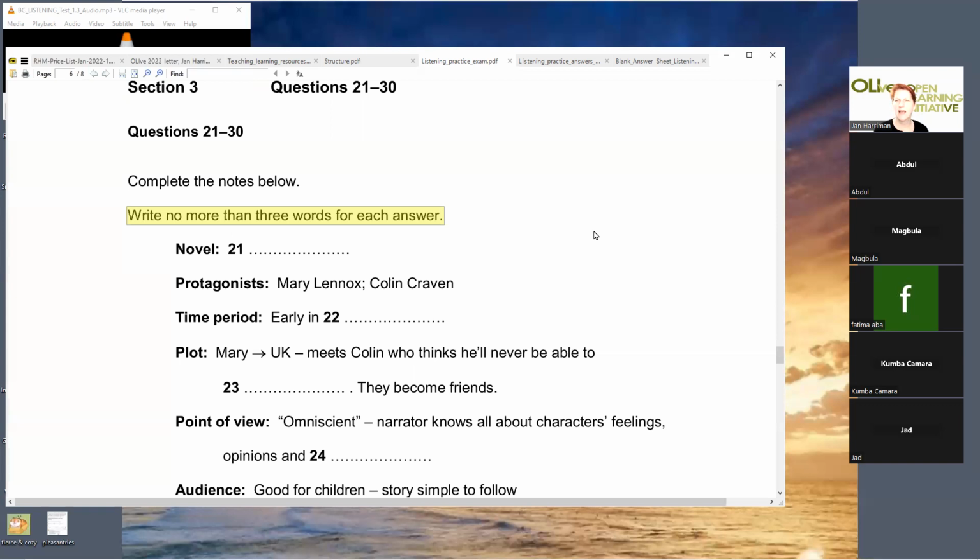Okay, so how many words, what are our options? Up to 3 words. It could be 1 word, or 2 or 3. Okay. When it says no more, it means that it can be less than 3 words. So it can be 1, it can be 2. Can it be 4?